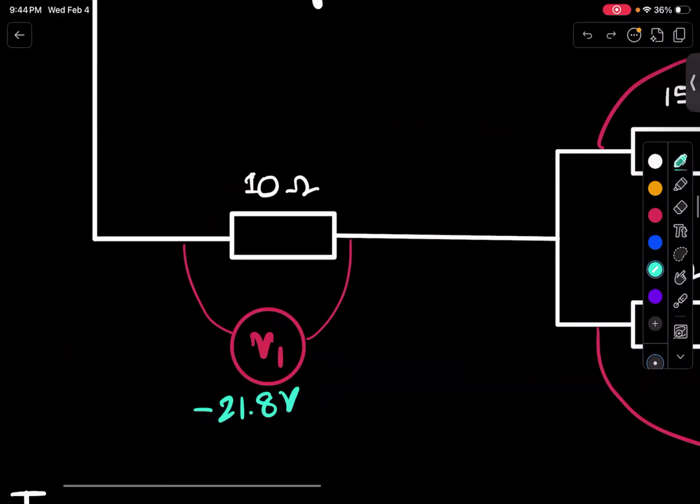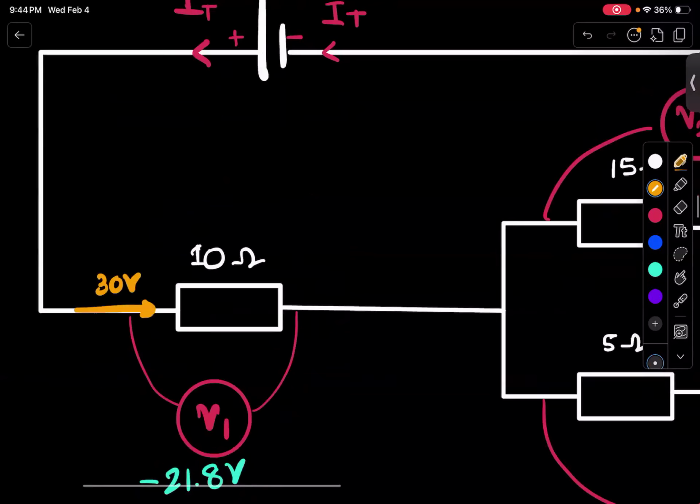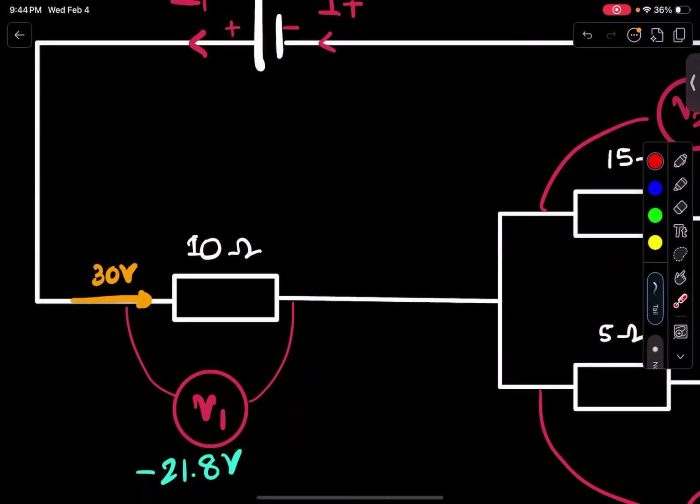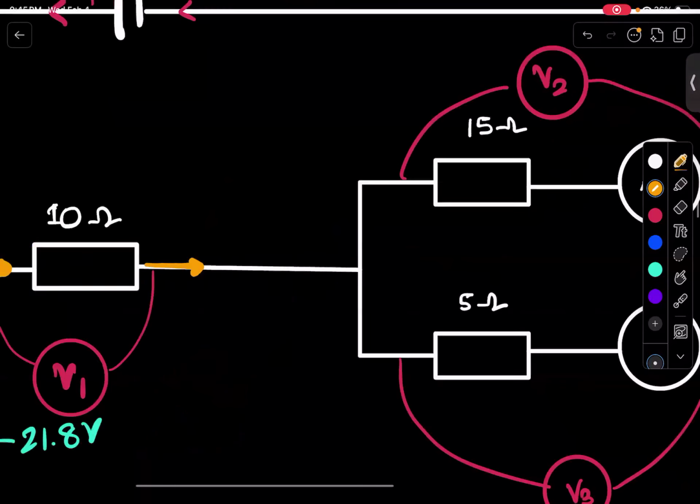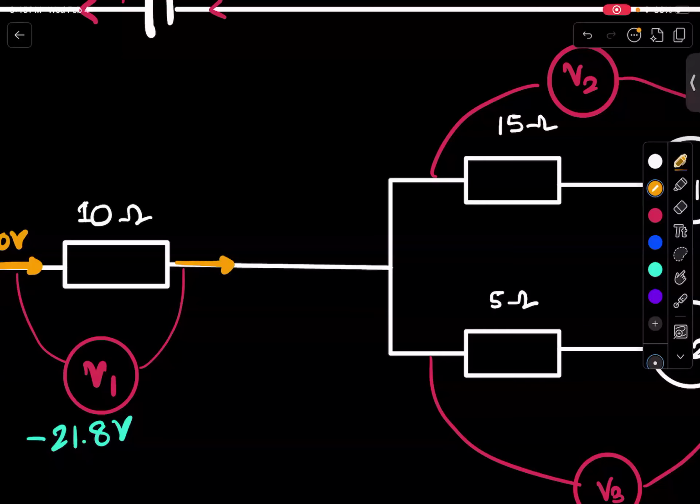So that means, for example, you had 30 volts over here from the battery. Then what happened once the current had to pass through the resistor? You lost 21.8 volts. Then how many volts do you have remaining over here? You can subtract and find it out, right? This is important because that's important for the next junction. So 30 minus 21.8 is 8.2 volts, right?